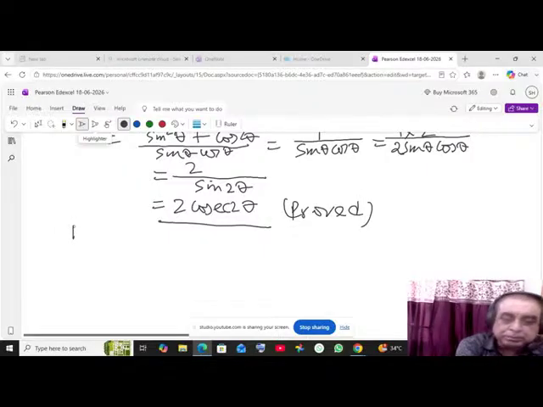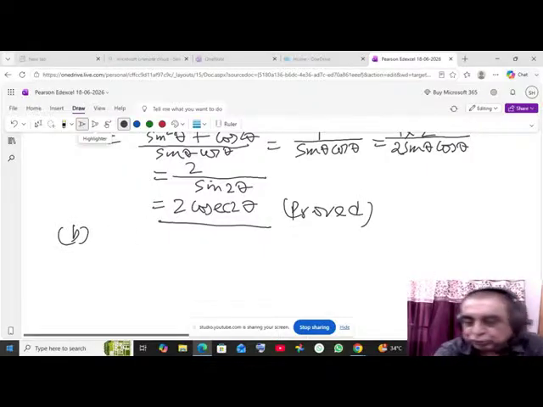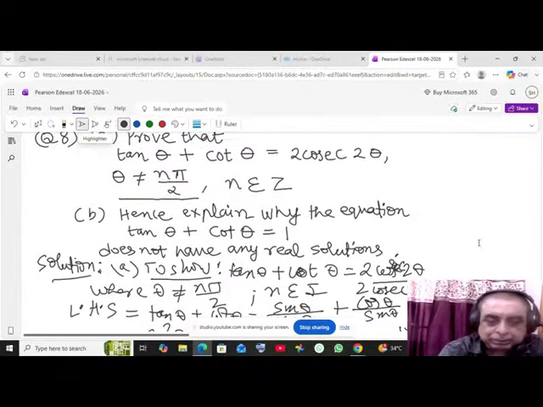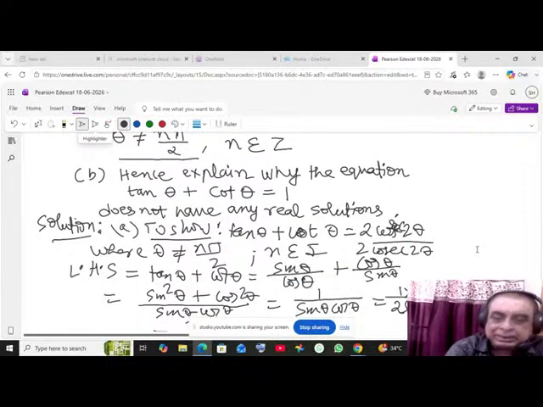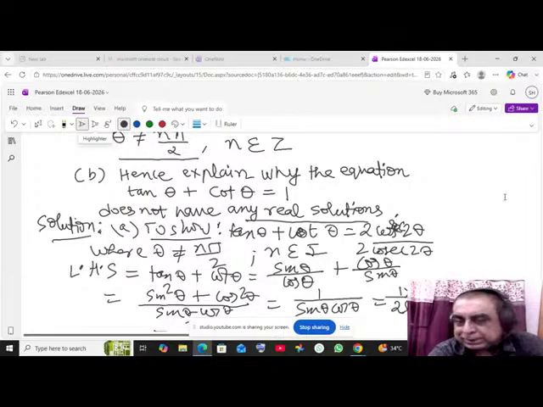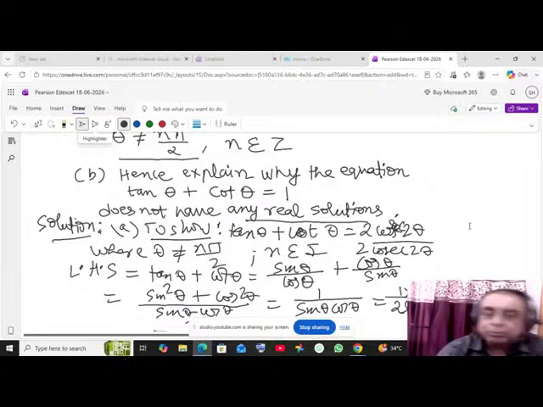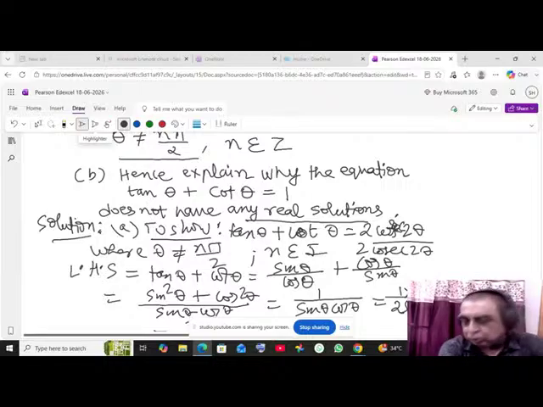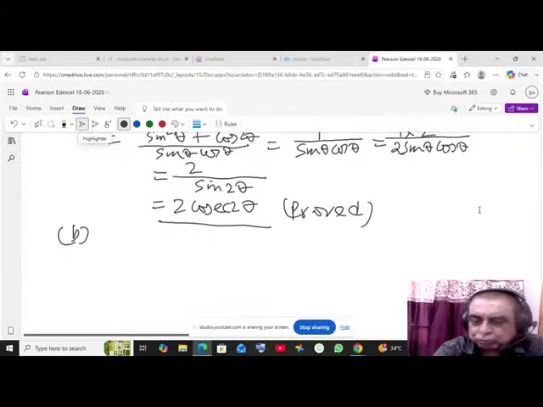Now we are doing the B part, the last question of today's video. Here it is saying, explain why the equation tan theta plus cot theta value is 1 does not have any real solution for theta. That means there is no such angle theta which will satisfy this equation, tan theta plus cot theta value is 1. For any real value of theta, there is no such value.